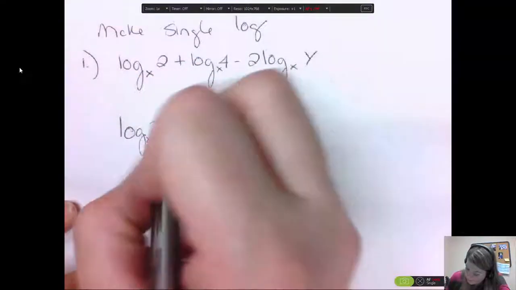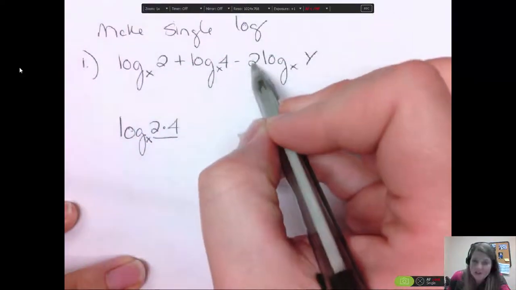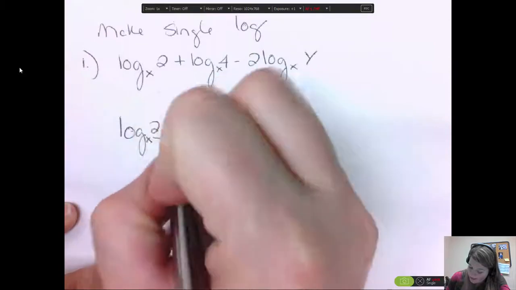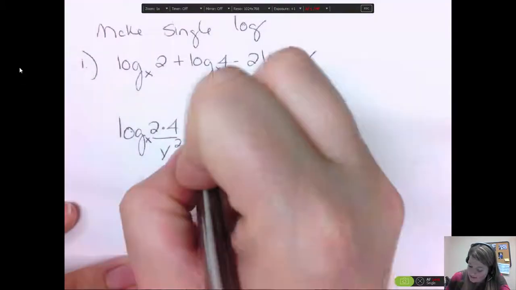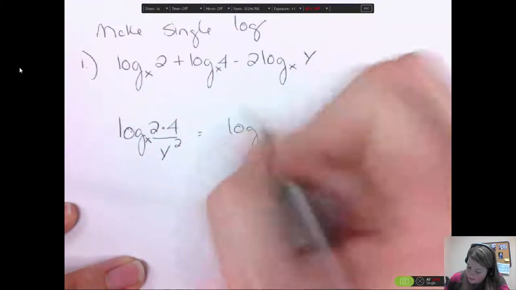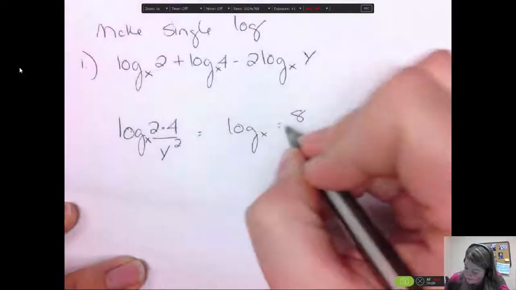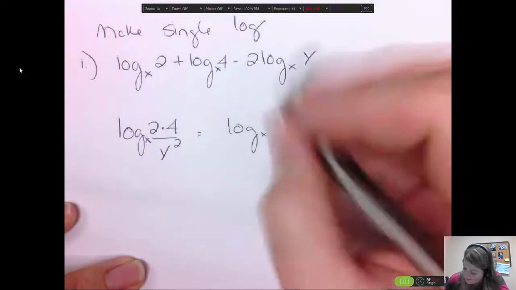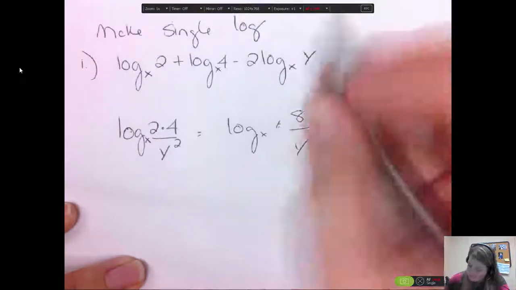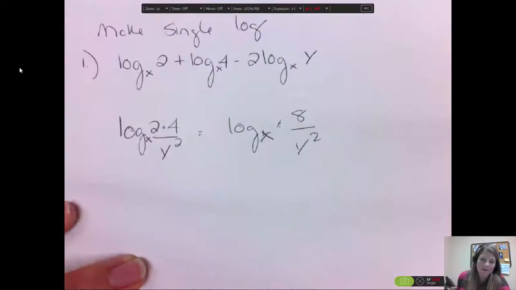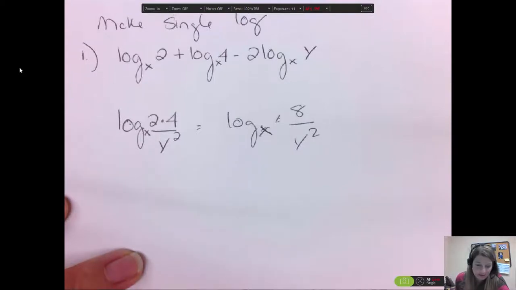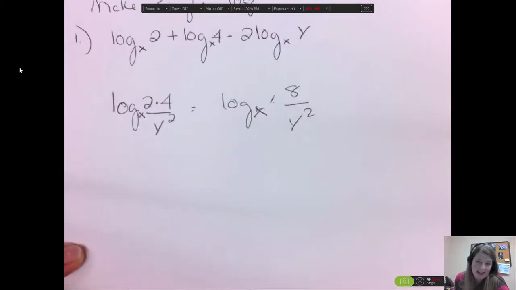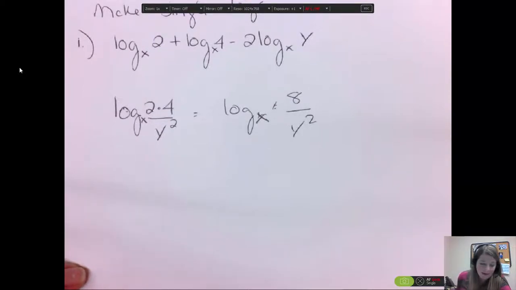2 times the 4 divided by, where does this 2 come up? It comes up as a square, right? So it's going to become y squared, and you can simplify this. So log base x, 2 times 4 is 8, so it becomes, oops, not equals. Shoot, I can't take that off. Y squared. It's just log base x, no half of an equal sign that I tried to write. And that would be your final answer there. Just log base x of 8 over y squared.